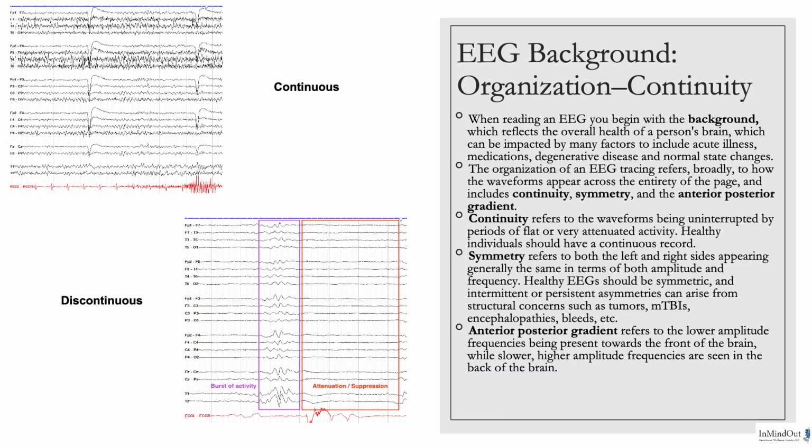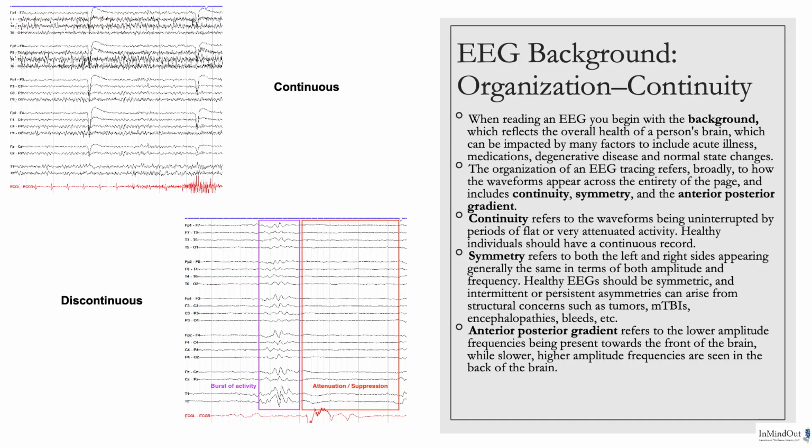So now that we understand some of the terminology of the different frequencies and brain waves, we now have to understand how to read the background EEG. It is so important, and this is one of the key areas that a lot of people overlook, unfortunately, but it is one of the most important factors in really understanding what the brain waves are telling you. The first aspect of background EEG that I want to talk about is organization, looking specifically at continuity.